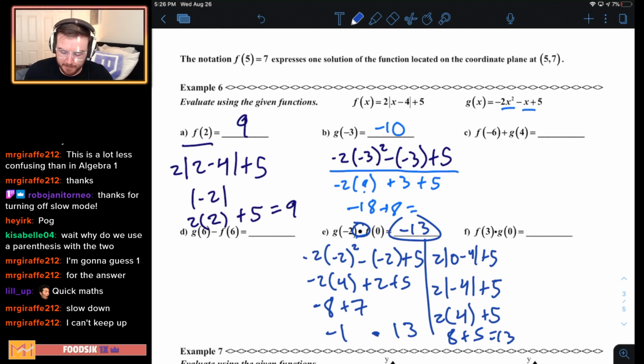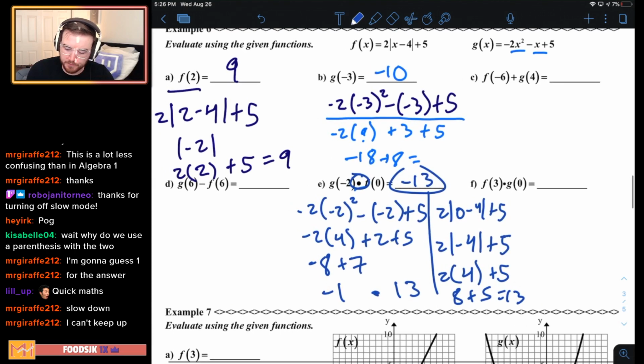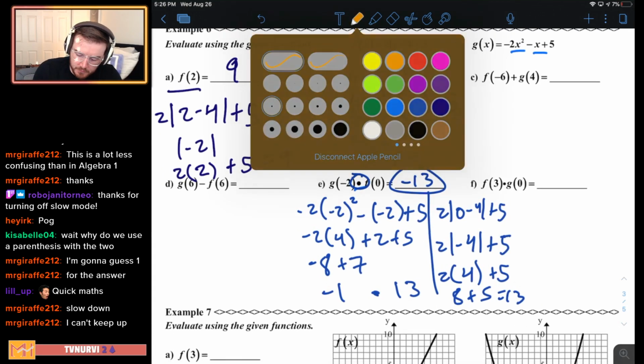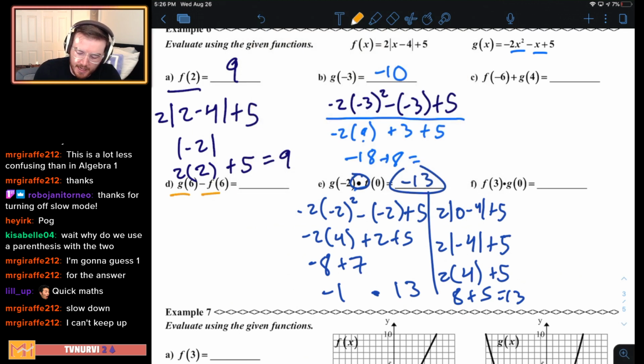Well, it's still going to be on the screen. I'll do the next one a little slower. We have g of 6 and f of 6. Let's do g of 6 first. This will be my last one that I do of these because they get repetitive. G of 6. When I plug in 6, I get negative 2 times 6 squared is 36. When I subtract 6, I get negative 6.